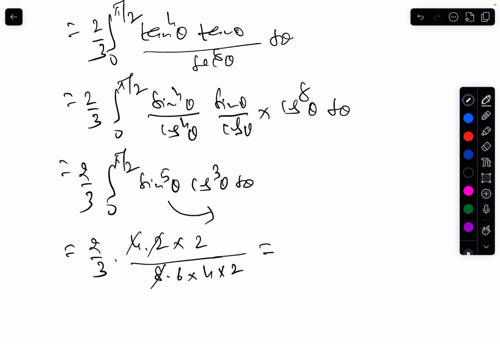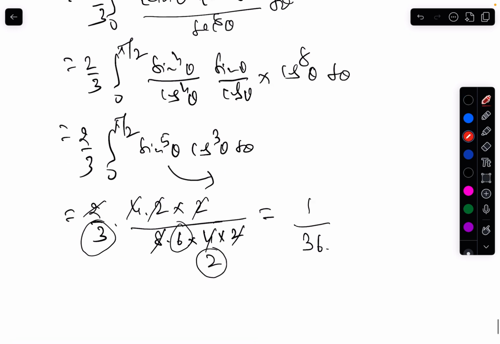So this is 8 cancel, 2 cancel, 2 2s are 4. So this is 3, 6, and 2. This is 1 over 36. Let us take one more.